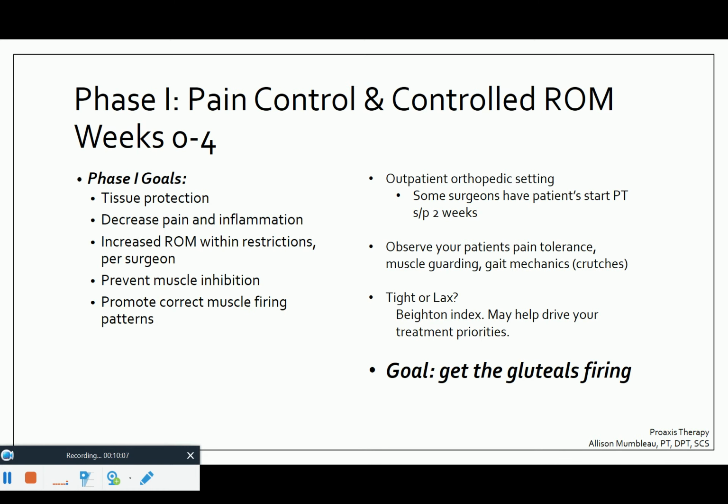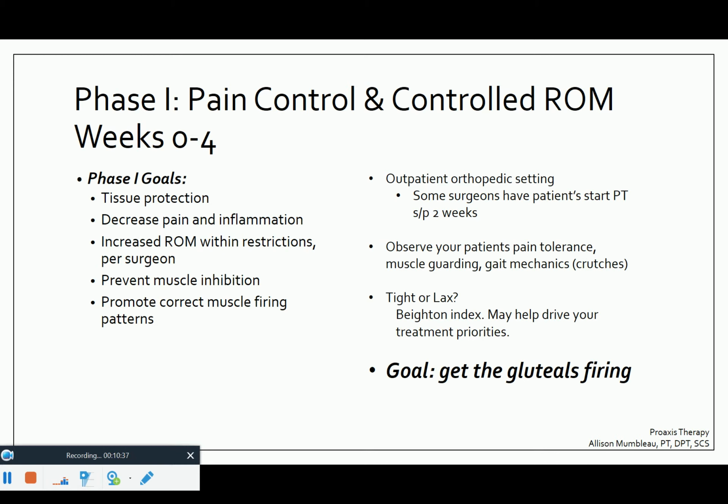So as far as physical therapy is concerned, what are some goals? Well, we'll go over the phase 1 goals, which usually last about the first 4 weeks post-operatively. It's all about pain control and controlling range of motion. The biggest goal here is that you want to get the glutes firing. Phase 1 goals, really for every surgery, include tissue protection. Do not engage the repaired area. So if it's a labral repair, you want to do things that do not stress the labral repair.